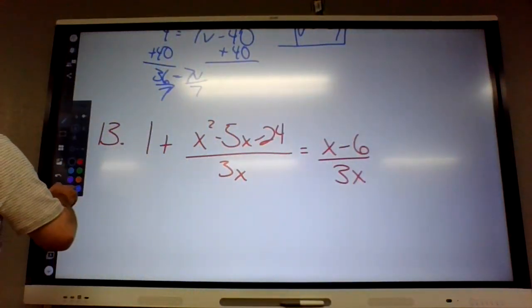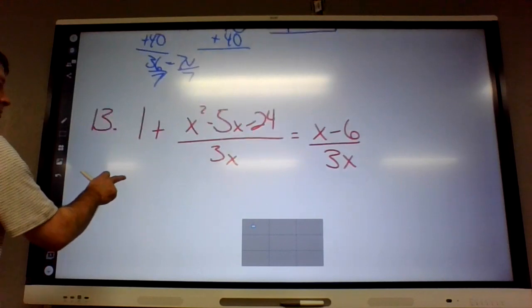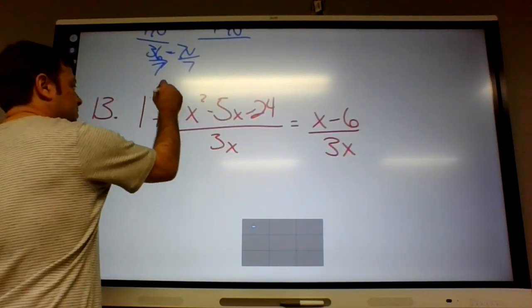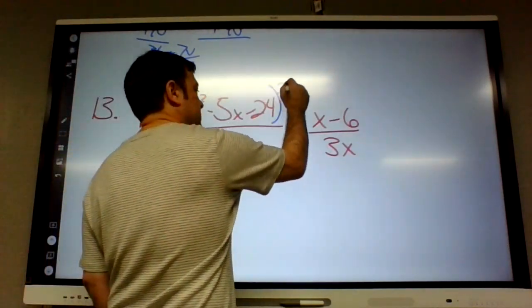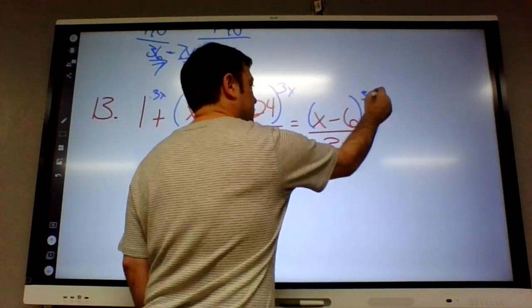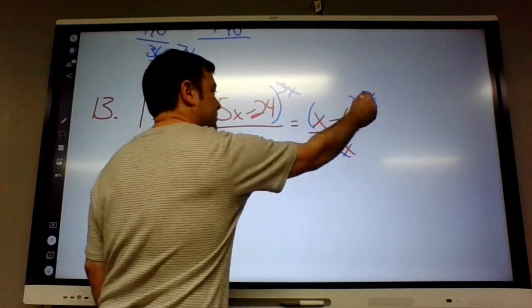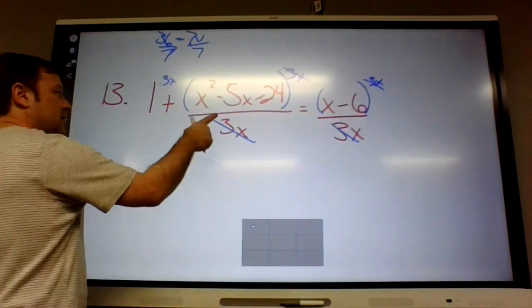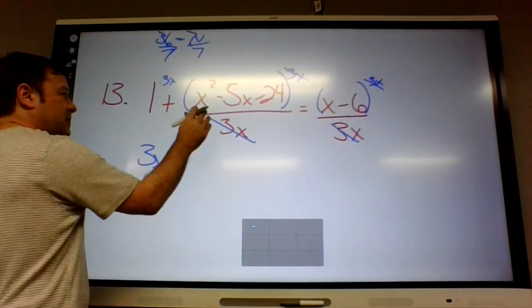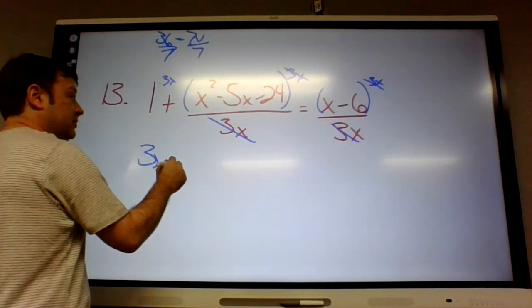What's the common denominator on 13? 3x. So these are kind of easy. Maybe a little bit too easy. Okay, so the 3x's will cancel out. That numerator does factor, but factoring at this point is not helpful.